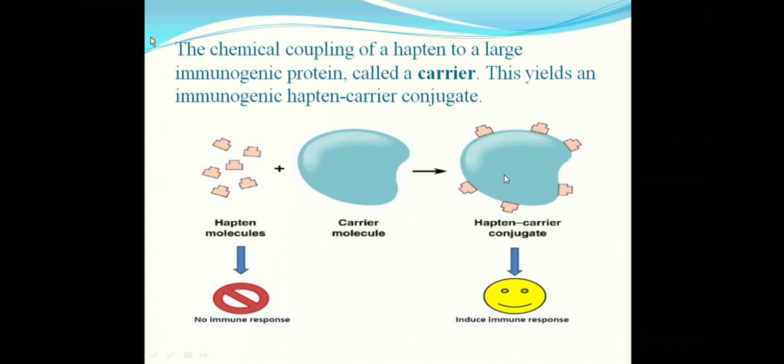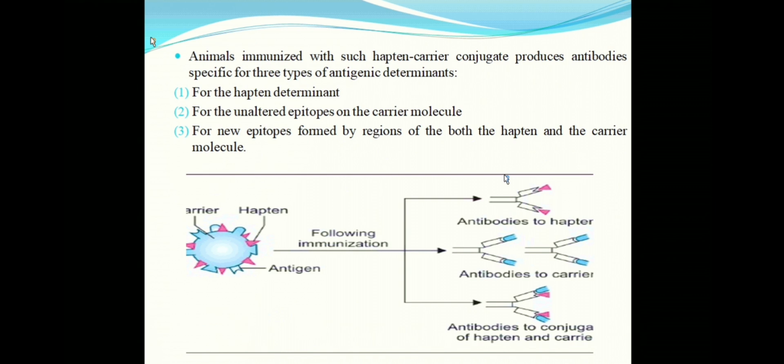Animals immunized with such hapten-carrier conjugate produce antibodies specific for three types of antigenic determinants. First one for the hapten determinant, second one for the unaltered epitopes on the carrier molecule, and third for new epitopes formed by regions of both the hapten and the carrier molecule. And this is the carrier molecule, this is the hapten, so they form a complete antigen. So then produced antibodies. Here antibody and hapten-carrier. This is the complete one.